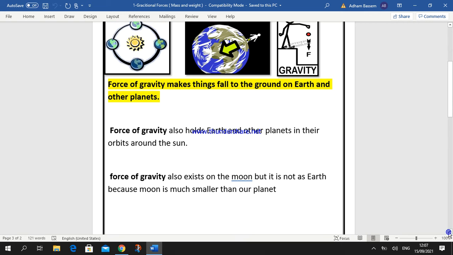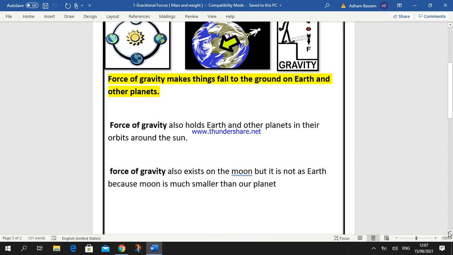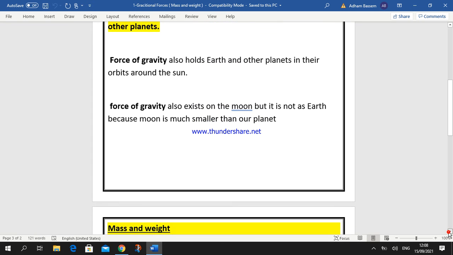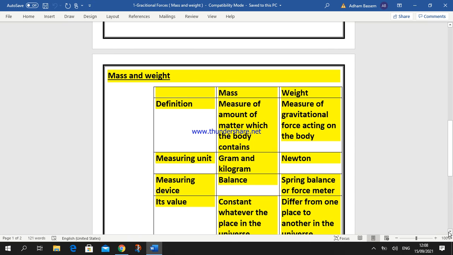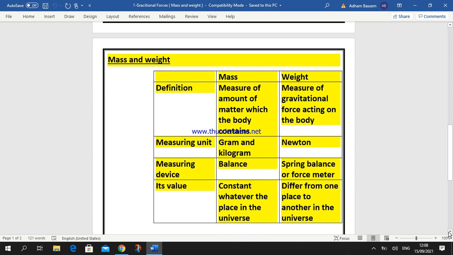The gravity also exists on the moon, but it's not as strong as on Earth, because the moon is much smaller than our planet, okay? So the force of gravity on the moon's surface is less than the force of gravity on Earth, because the moon has less mass than Earth, okay? And in our daily life also we have two scientific terms, and there is a big confusion between them, mass and weight, okay? In this lesson, we explain the 2 terms and the difference between them, okay?